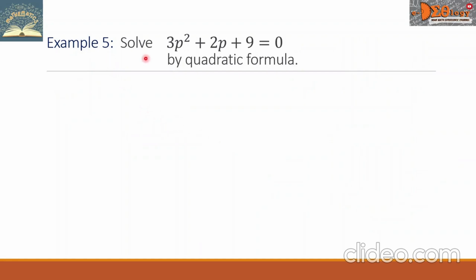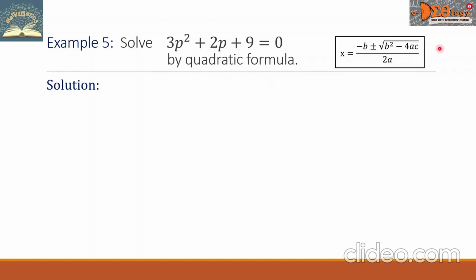Example 5. Solve 3p squared plus 2p plus 9 equals 0 by quadratic formula. Our quadratic formula is here. Now let us collect the values of a, b, and c. The a is the coefficient of p squared, so we write a equals 3. b is the coefficient of the middle term, so this 2 is the value of b. And the c is the constant, so we write here c equals 9.